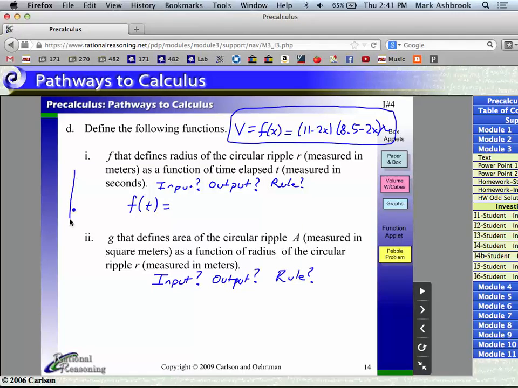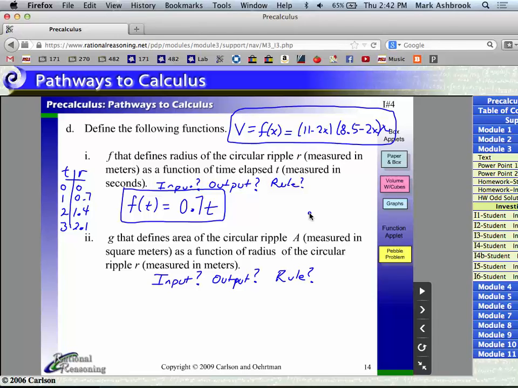If you're not sure, here's a good way to help you. Make a table of values. At 0, what's the radius? At 1 second, what's the radius? Based on the information given. 2 seconds. So having a table of values will really help you to see what the rule is. What is the expression of T that gives R? What's the expression on T that will give you R? 0.7T. There's function f. That's the definition of function f.